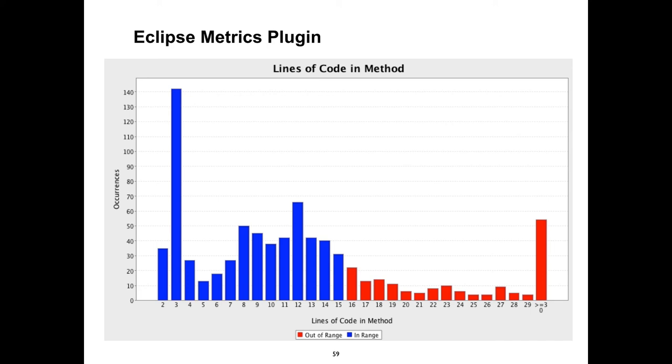Another way of looking at it is lines of code in a method and the number of methods which have that. So there's like, I don't know, 35 methods which have just two lines of code. Three lines of code is like, that's a big one, right? And so these are probably accessor methods, and what can you do in three lines of code? Not much, right? So again, if we use this as another tool to help us out, say, where should we look to see if we've got problems or issues that we can fix?